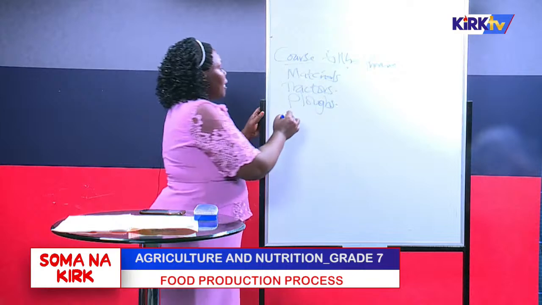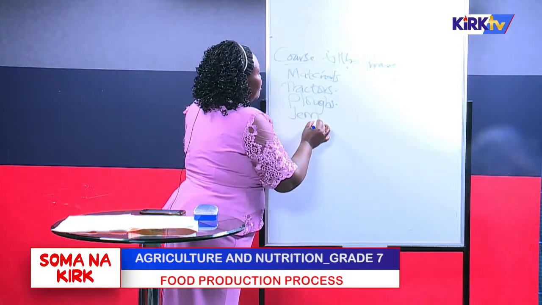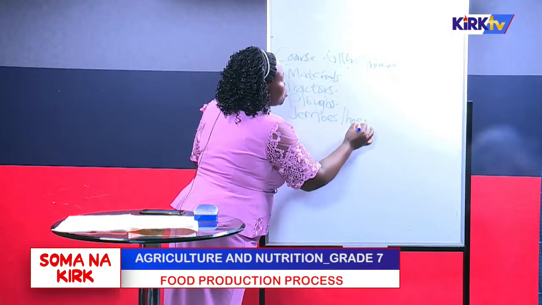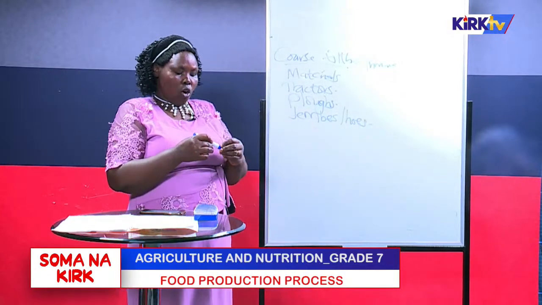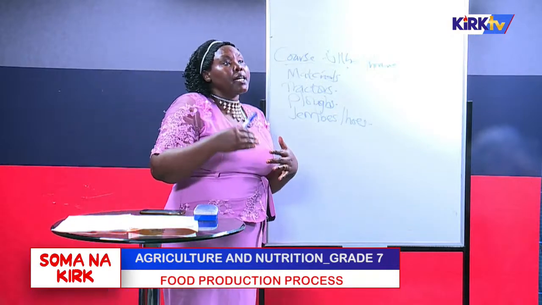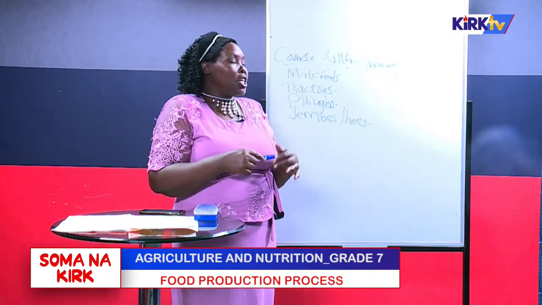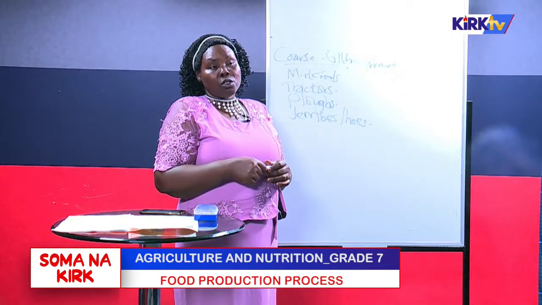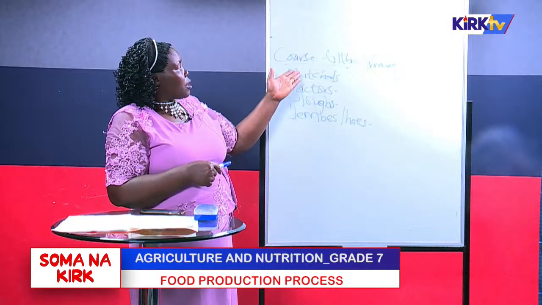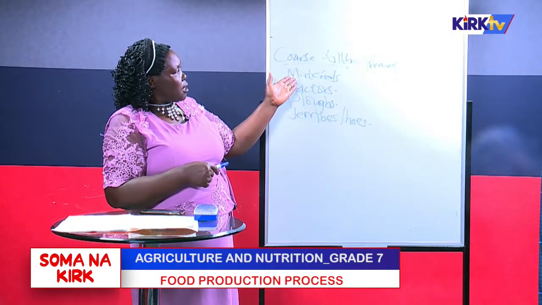They may use jembes, which are also referred to as hoes. A jembe is a hoe, a traditional jembe that will be used for digging, especially on wet ground or marshy areas, but areas without stones. Now, these ones will give us coarse tilth.